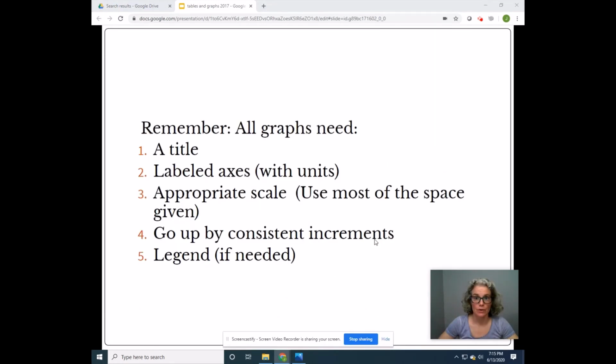So here's a list of the things that a good graph should have. It should have a title that's descriptive. You should label the axes with units. You need to have an appropriate scale that takes up the paper. You need to go up by consistent increments. If needed, you need a legend. You can make a legend. And then finally, you have to have the variables on the correct axis. Now that was something that was done correctly on the example.